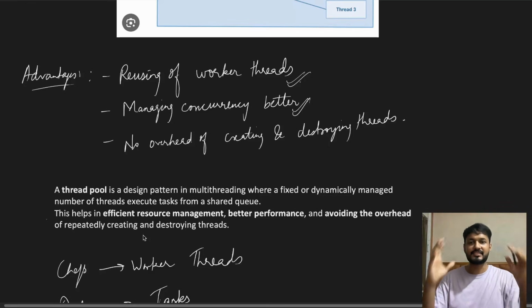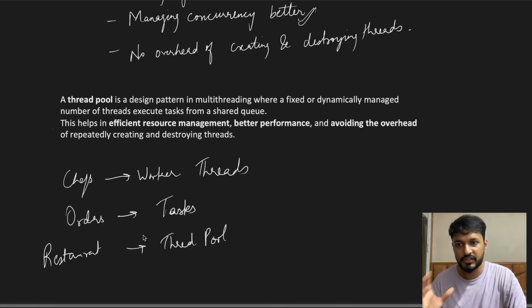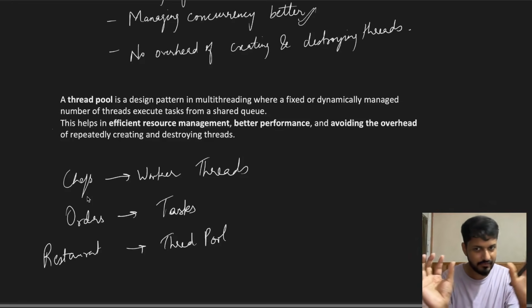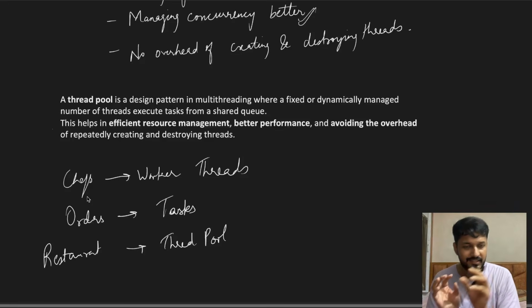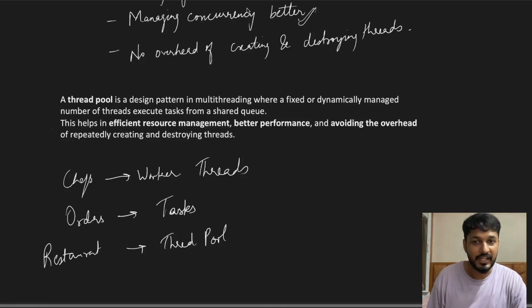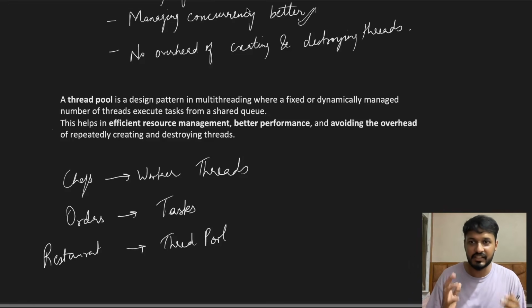If we compare this Java example to our restaurant example, what will be the analogy? Chefs correspond to the worker threads, the limited number of worker threads that we have created. Our order queue corresponds to the task queue that we have created using a blocking queue, and the complete restaurant system is analogous to a thread pool in Java. I hope you are clear with what a thread pool is. Now let's build our custom thread pool by going into our IDE and actually coding it. So let's directly jump into our IDE and create our custom thread pool.